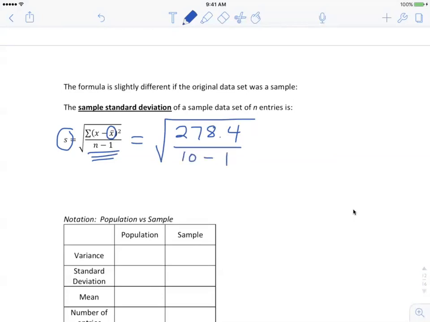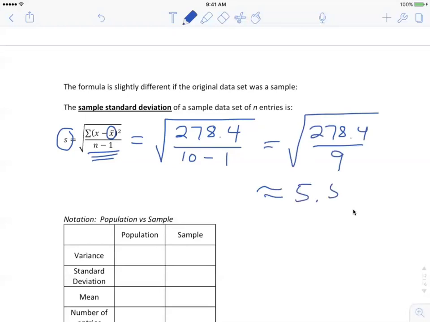In my calculator, I'm going to figure out 278.4 divided by 9 and take the square root of that. You can probably do that all at once in your calculator. If you put square root first, it depends on your calculator, but you have to play around with it a little bit. Or you could take it step by step. If I round to 3 decimal places, it's 5.562. That would be the sample standard deviation.